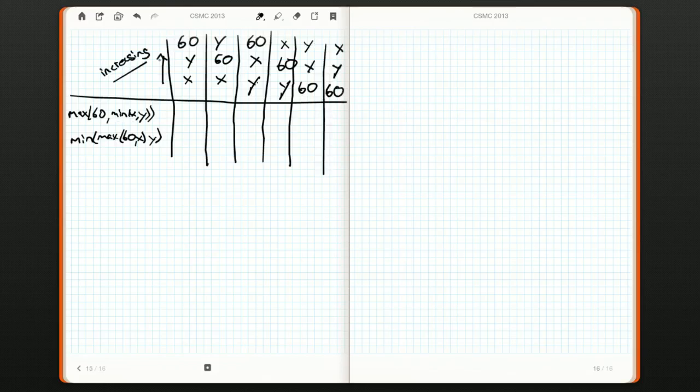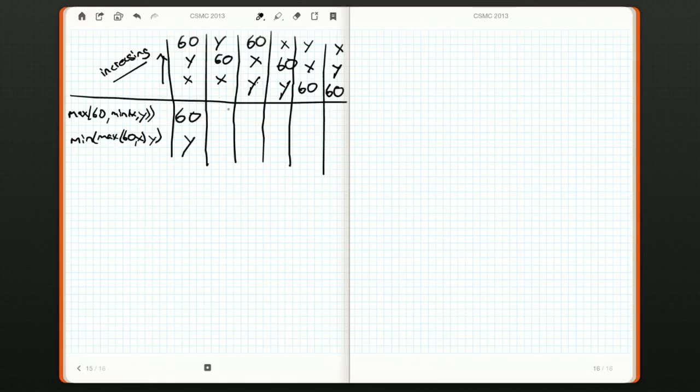So for this first case, the min of x and y is going to be x. The max of 60 and x is going to be 60. Okay. The max of 60 and x is 60, and the min of 60 and y is going to be y. So for these two to work, we would need y is 60, and x can be whatever as long as it's less than or equal to 60. All right, how about this one?